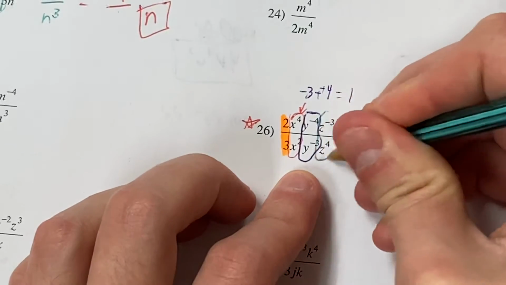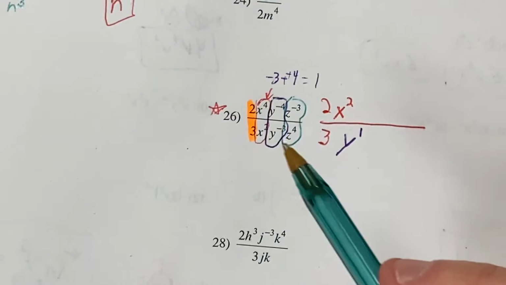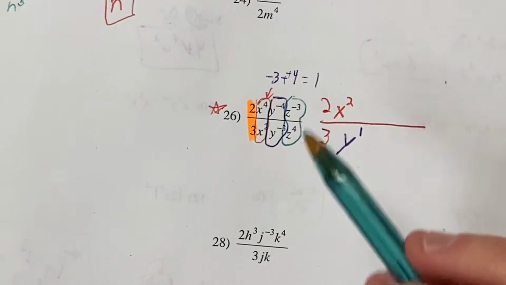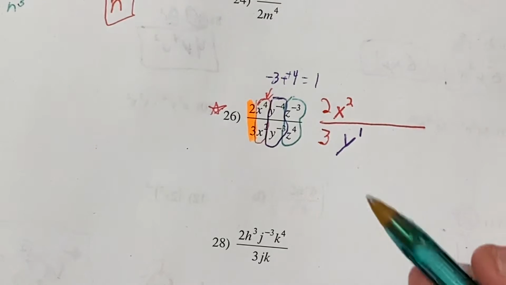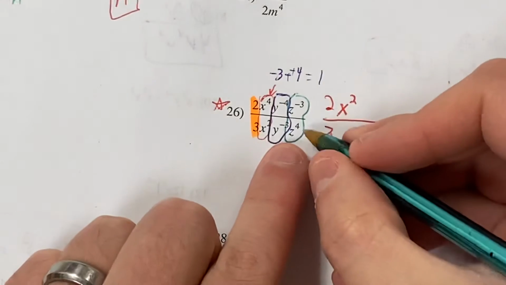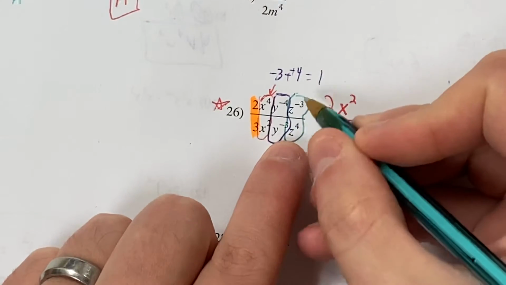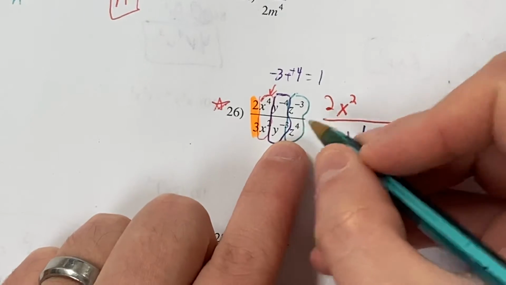Lastly, the z's. So once again, think to yourself, pause if you want to. What's the difference? Where's the z going to end up, the top or the bottom? And what's the exponent going to be? The answer is on the bottom. 4 is much bigger than negative 3, so z is going to be in the bottom. 4 is the biggest.